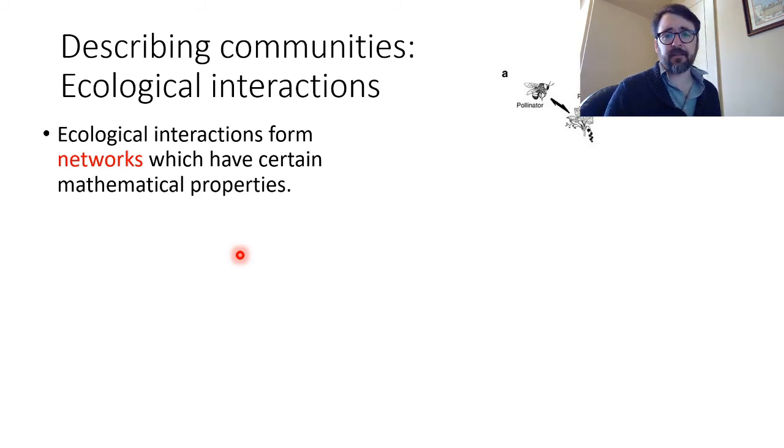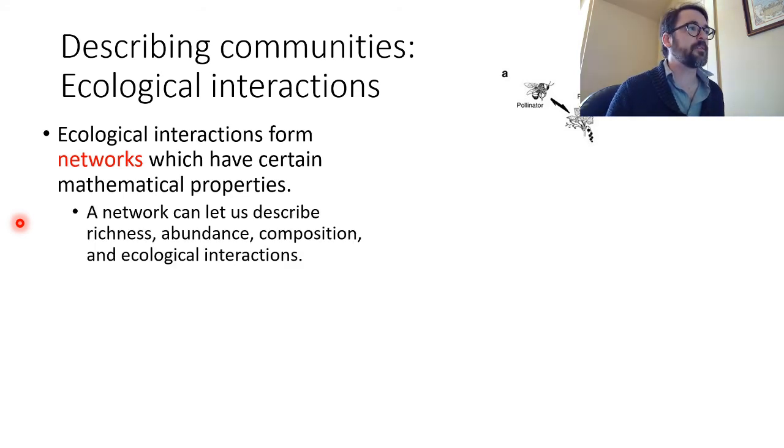The last thing that none of those methods include so far are the interactions, right? And we can use network theory, which again, I'm not really going to show you in this class. But ecological interactions form networks that have certain mathematical properties, right? A network can let us describe richness, abundance, composition, as well as the interactions.